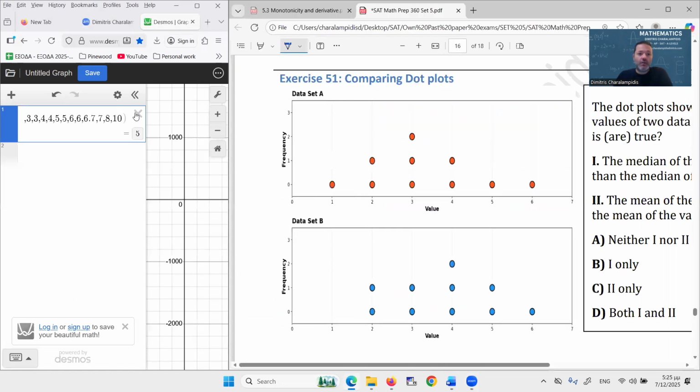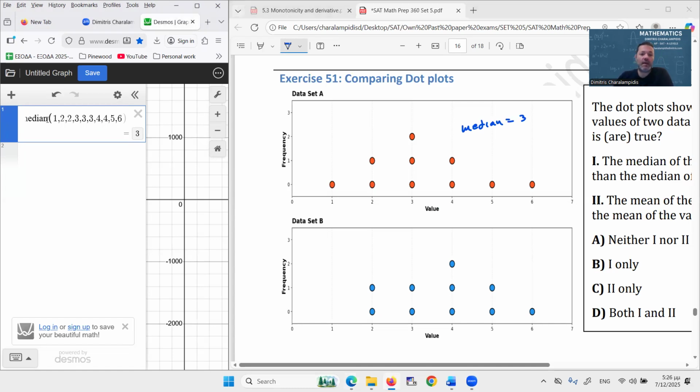So let me go for the first set. I need the median and the mean. Okay, so let's begin with median first. I will carefully input the values. I have one value of 1, two values of 2, three values of 3, two values of 4, one 5, and one 6. The median in this is 3.